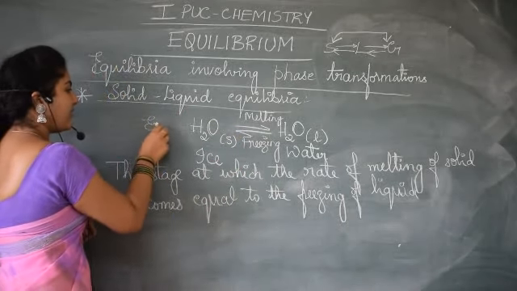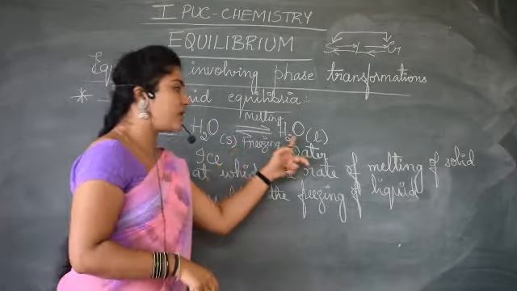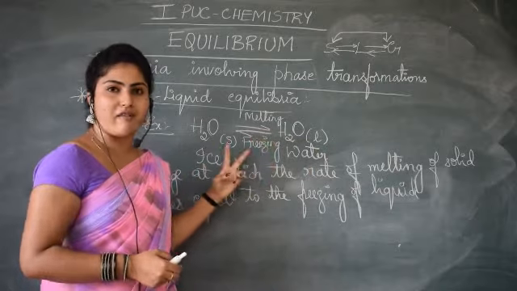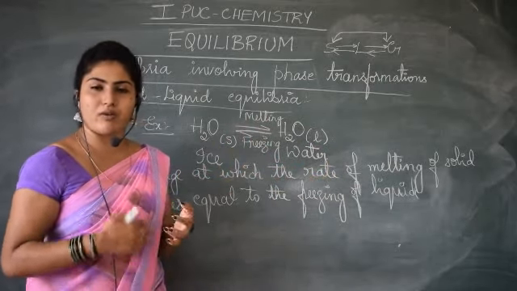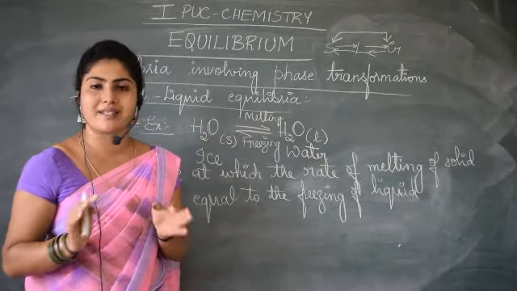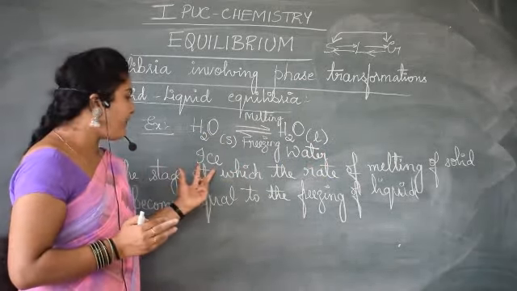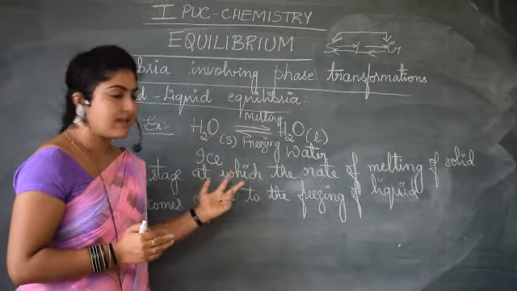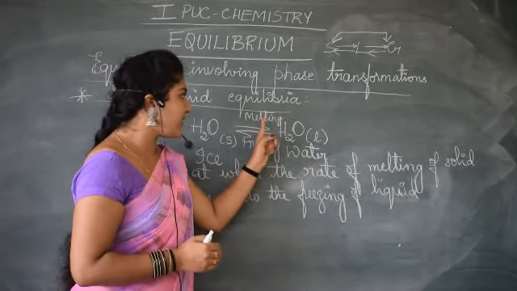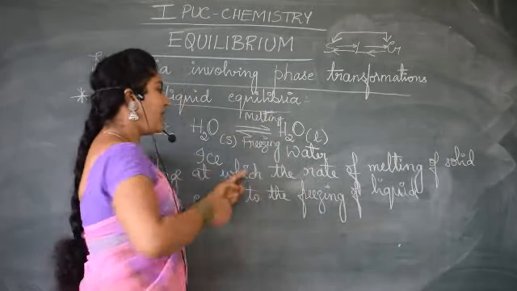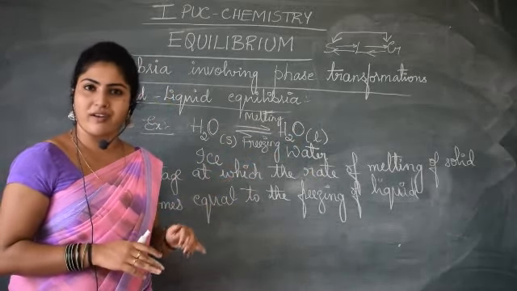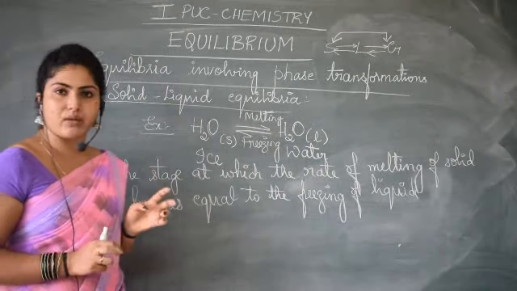Example is H2O in solid state getting converted into H2O in liquid state. Make sure that you mention the physical states here. You have to mention solid here, liquid here. Only then you can show the phase transformation taking place, isn't it? Just mentioning H2O doesn't fetch marks here. So you have to mention H2O in solid state means ice. H2O in liquid state means water. Conversion of ice into water is nothing but melting. Conversion of water into ice is nothing but freezing. That also you have to mention. Okay. So this is how you will be explaining solid liquid equilibria.